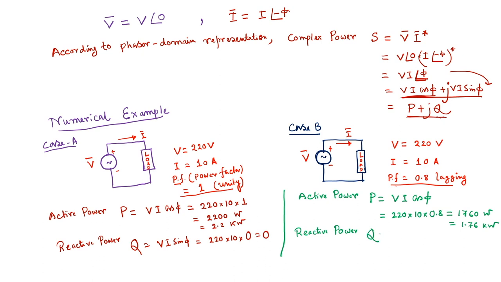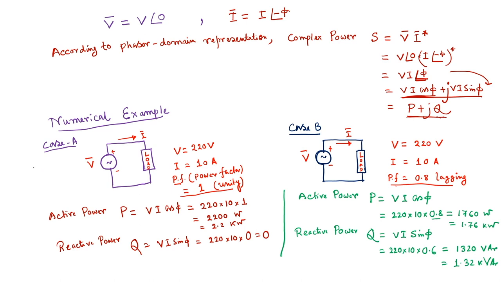Q will be equal to V I sin phi, which is equal to 220 multiplied by 10. Now, if cos phi is equal to 0.8, then sin phi would be equal to 0.6. So, this will be equal to 1320 volt ampere reactive or 1.32 kVAR. So that is what the two cases are.